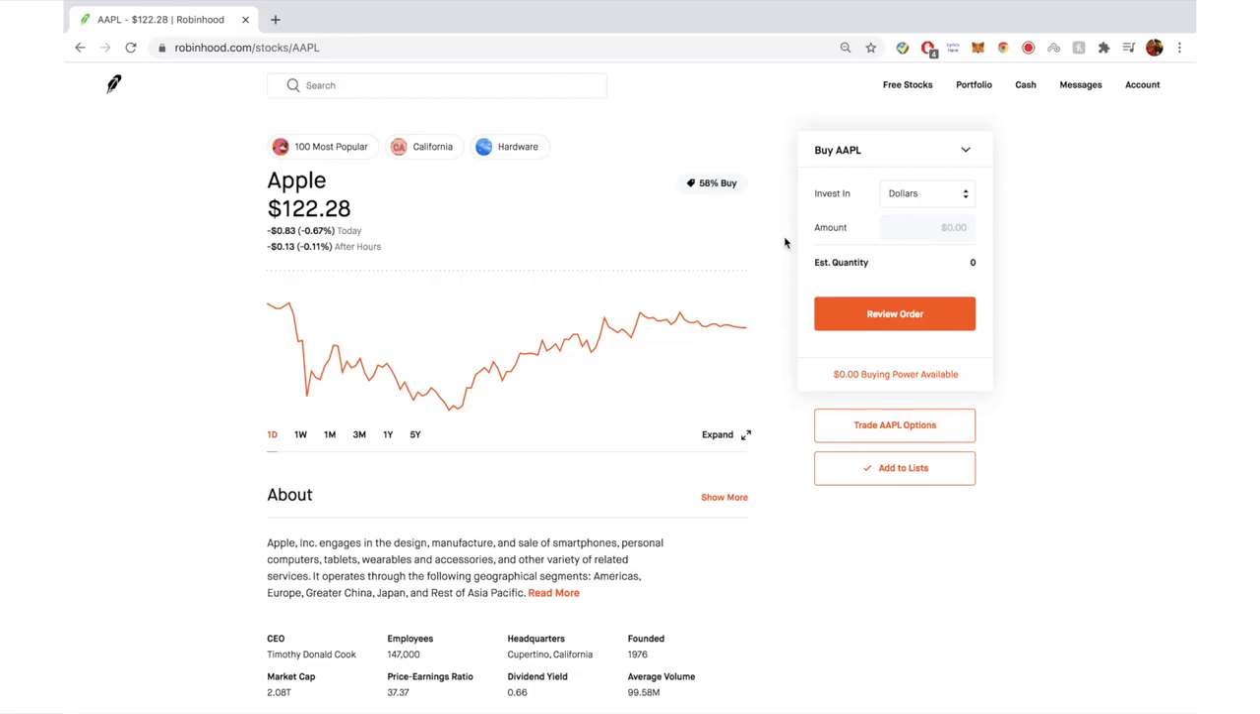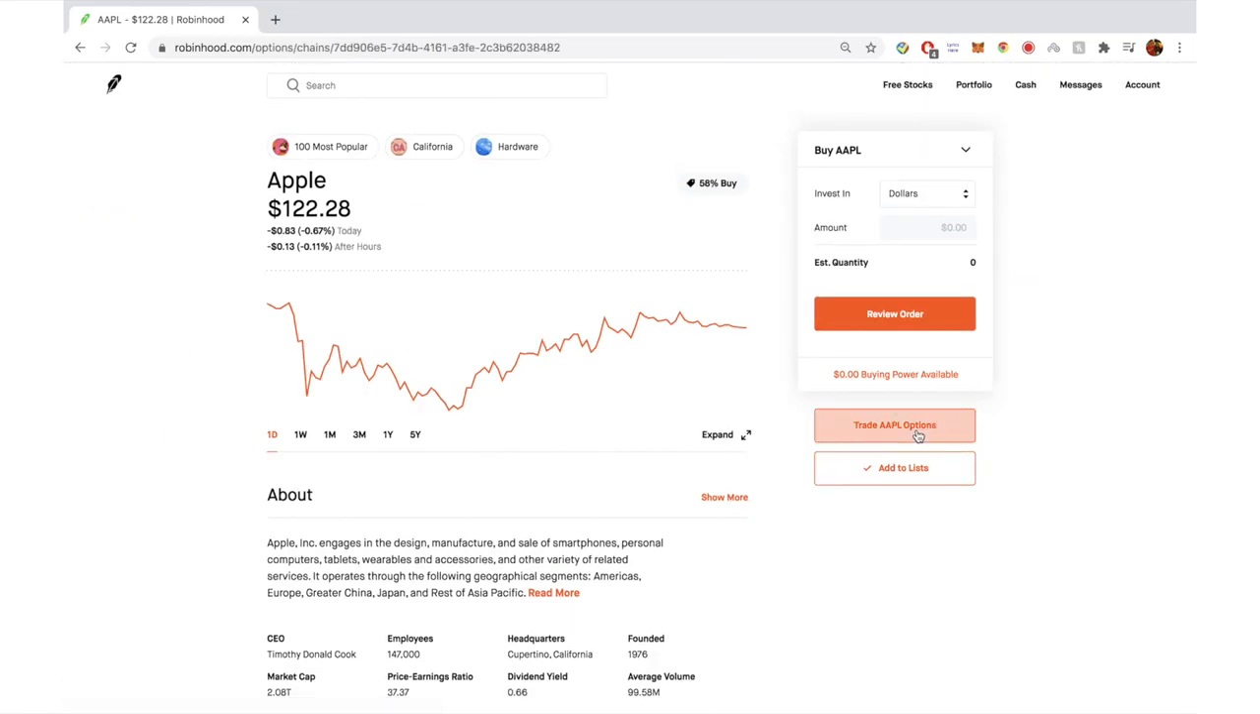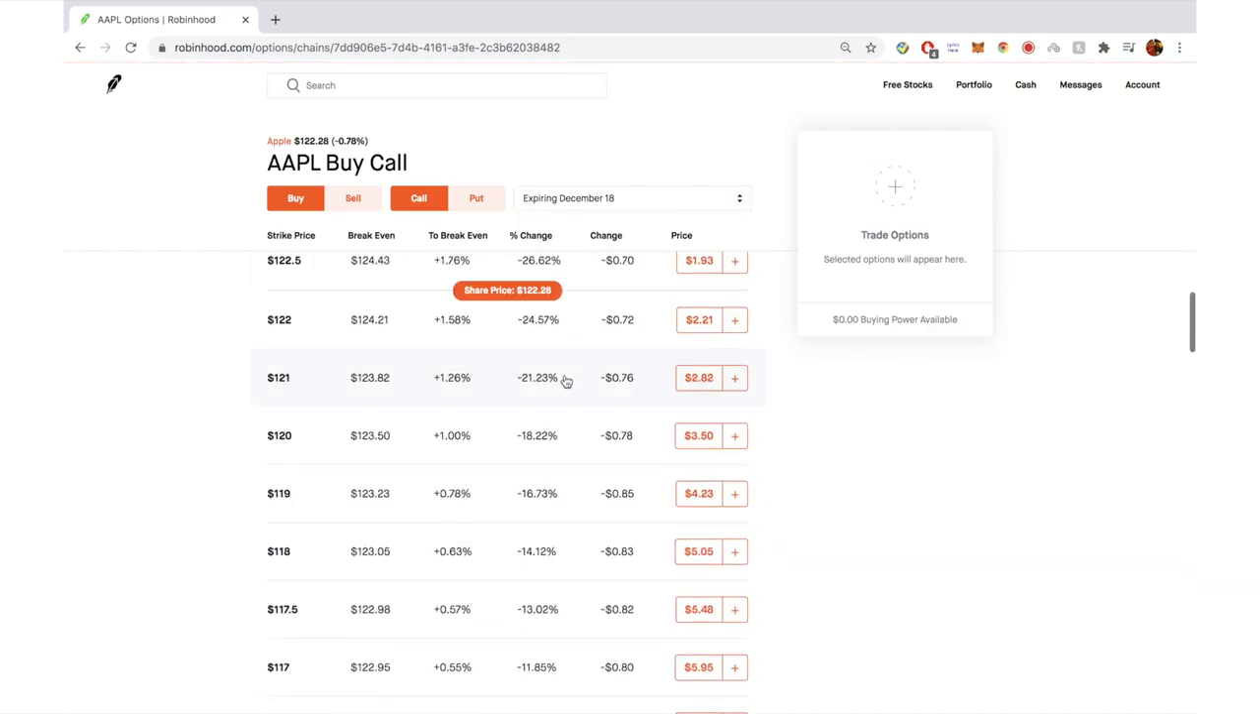So this is the Robinhood web platform. In order to sell a call, you first have to go to the option trading UI, all right? So you see this trade Apple options button here. If you click into it, it's gonna take you to the option trading UI.